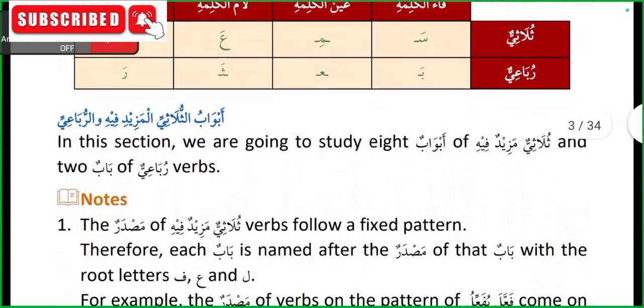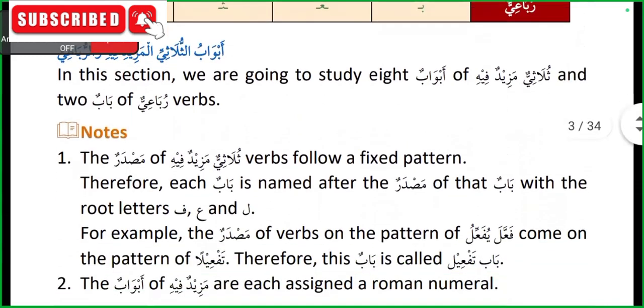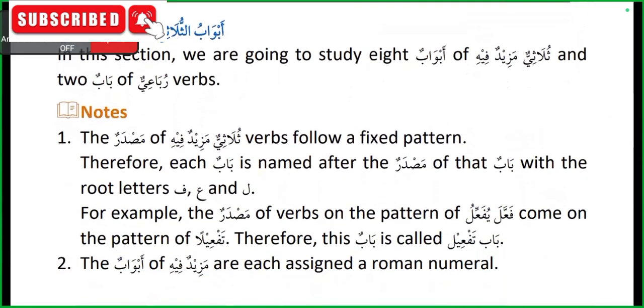Abwab sulasi mazidun fi wa rubai. In this section, we are going to study 8 abwab of sulasi mazidun fi and 2 abwab of rubai verbs. 8 abwab from sulasi mazidun fi and 2 abwab from rubai.